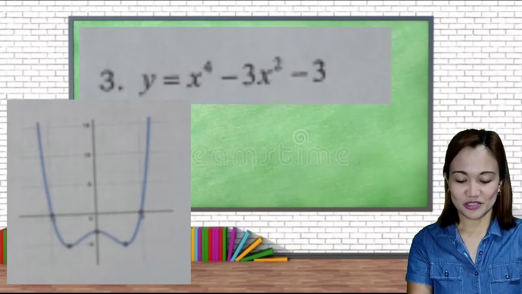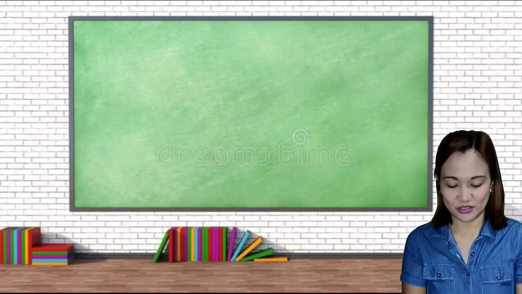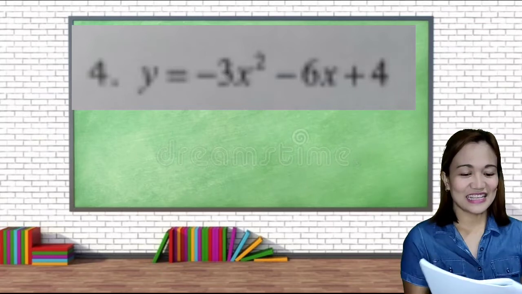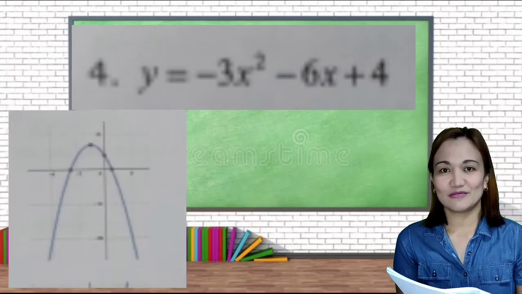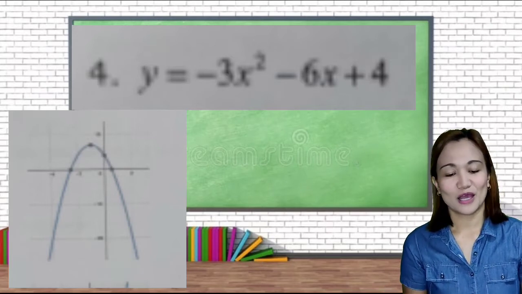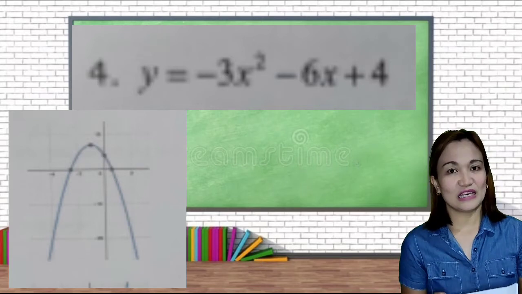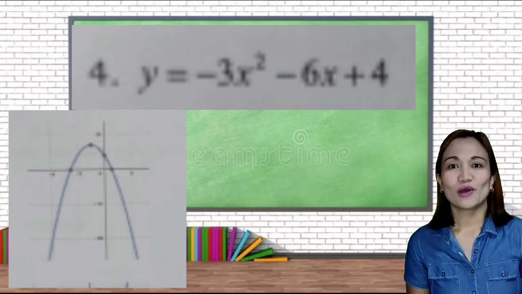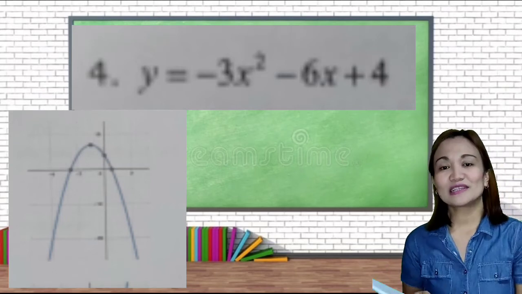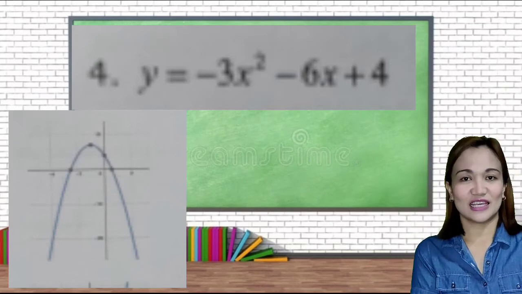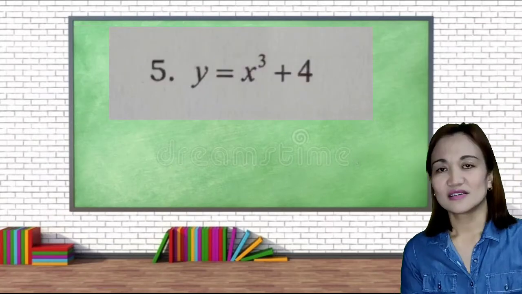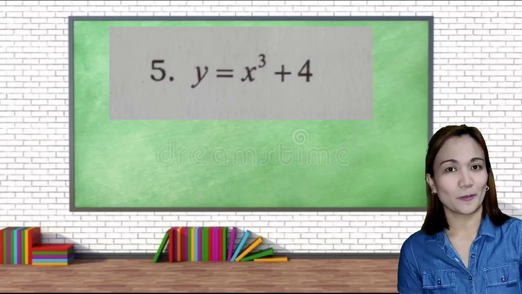Okay. So, let's proceed now to the next stage. May number 4 pa. Let's answer. Y equals negative 3x squared minus 6x plus 4. Okay. What is the leading term? Negative 3x squared. What is the leading coefficient? Of course, negative 3. And what is the degree? The degree is 2.